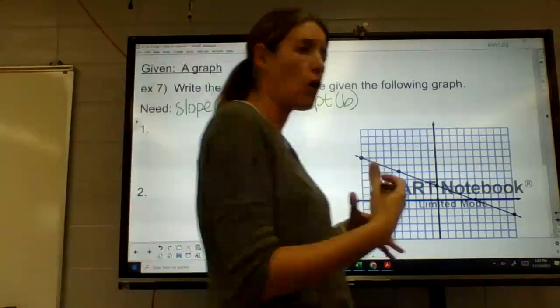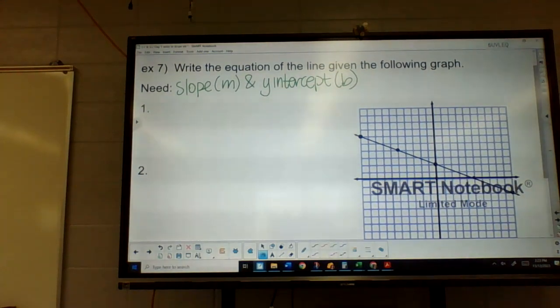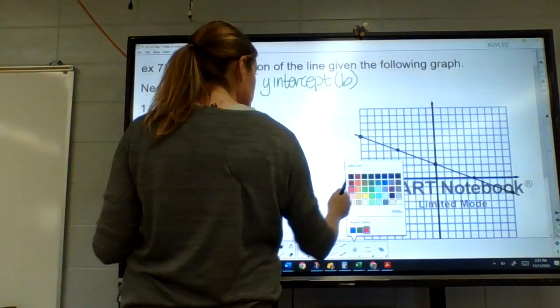We should be able to locate both of these if it's drawn well. If it's not drawn well, we might have a little bit more work to do. Can I find either of those from the graph? What's easiest probably to find? The intercept, B. Remember, the B is on the y-axis. Where it crosses the y-axis is our B.